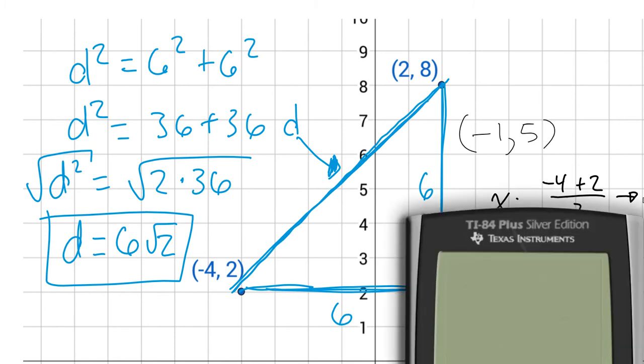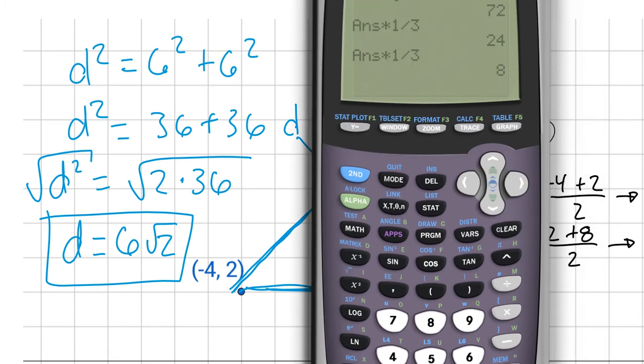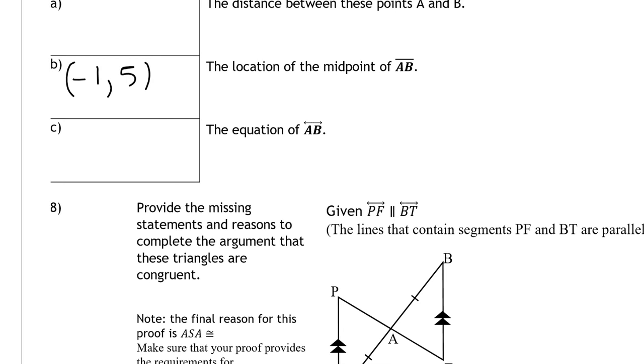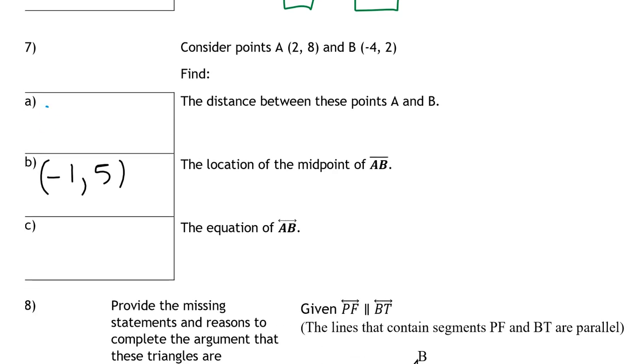And if I look at that as a decimal approximation, it's, let's see, 6 times the square root of 2. That does not look right, is it? It is right. It's about 8.48 units. Okay, let me write this down. This is 6 times the square root of 2, which is about 8.48.